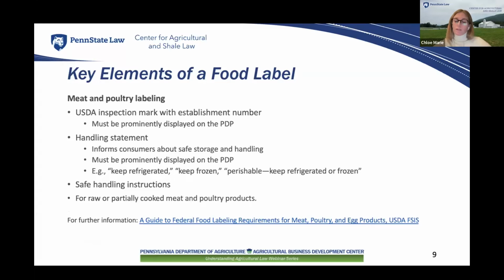Meat and poultry products must have a USDA inspection mark with the establishment number, as well as handling statements displayed on the PDP. A handling statement is meant to inform consumers about how to properly store and handle the product to ensure its safety and freshness. So statements such as keep refrigerated, keep frozen, and perishable must be placed prominently on the PDP. In addition, safe handling instructions are mandatory for raw or partially cooked meat and poultry products.